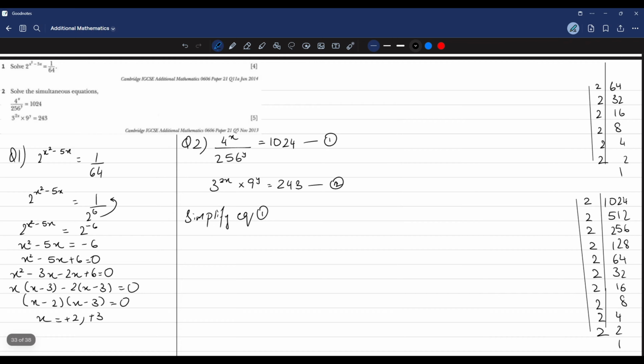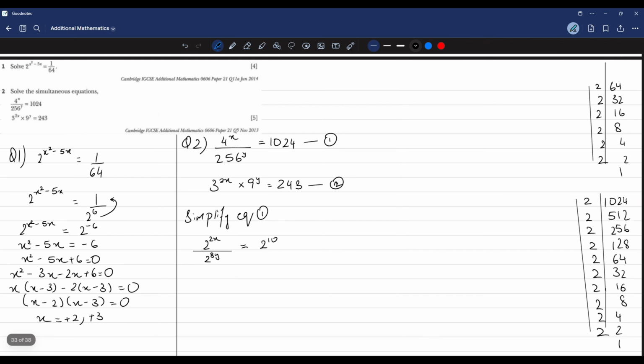Okay, so if I were to simplify this, what is 4x? Well, we can write this as 2 squared to the power x, divided by 256, which would be 2 raised to the power 8, and we multiply that with y, equals 1024. Sorry, 256, my bad. So 2 raised to the power what? Well, we can see around here that 2 raised to the power 8 is equal to 256. So 2 raised to the power 8y, equals 2 raised to the power 10.